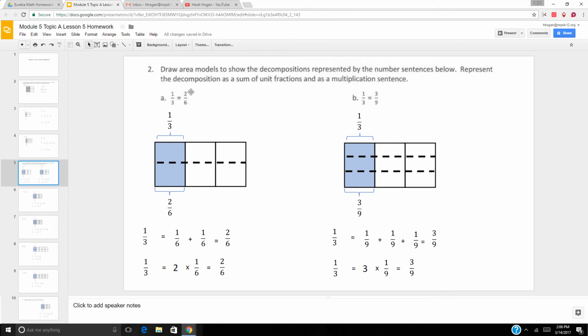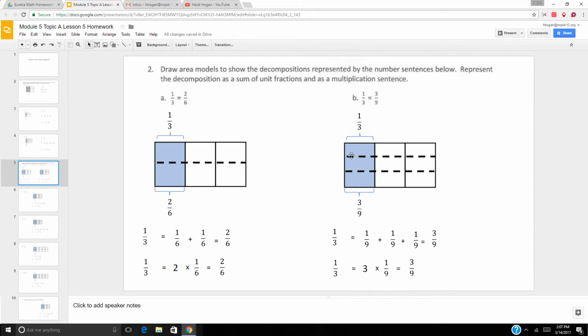Now they're giving us what are equivalent, and we have to draw it. So 1/3. First we have to make our tape diagram to have thirds and shade in one of them to make it 1/3. And we need it to equal 2/6. So we need to decompose this into 1, 2, 3, 4, 5, 6 sixths. So 1/3 equals 2/6. So 1/3 equals 1/6 plus 1/6. Or 1/3 equals 2 times 1/6.